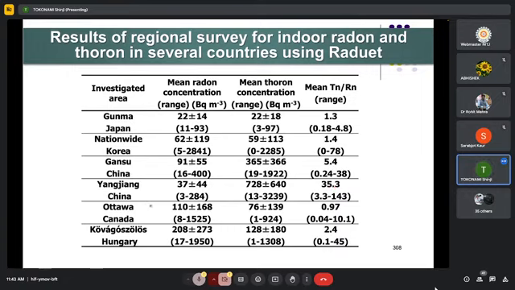In Canada, radon concentration 110 becquerel per cubic meter, thoron concentration 76 becquerel per cubic meter. The thoron to radon ratio is 0.97. Hungary, radon concentration 208 becquerel per cubic meter, thoron concentration 128 becquerel per cubic meter. The mean ratio between thoron and radon is 2.4.